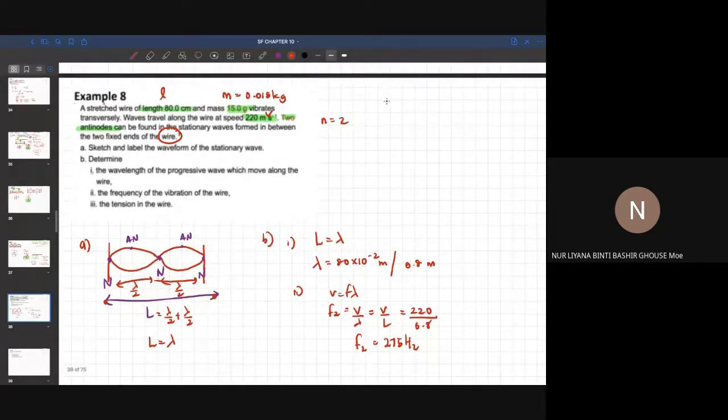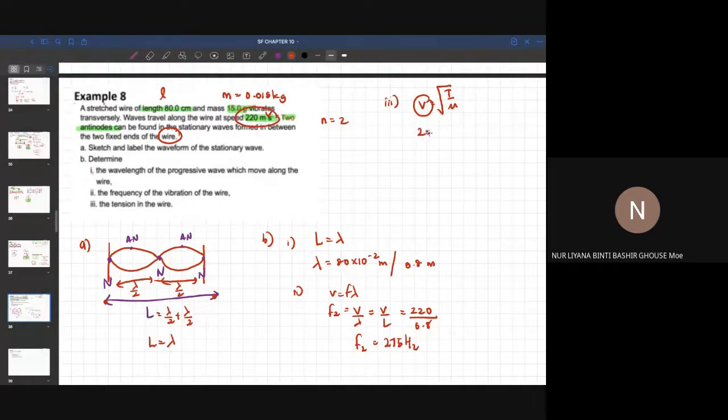And our last question, it wants us to find the tension. To calculate the tension, we can use an equation that has tension: V equals square root of T over mu. V we already know, 220, this is our V.